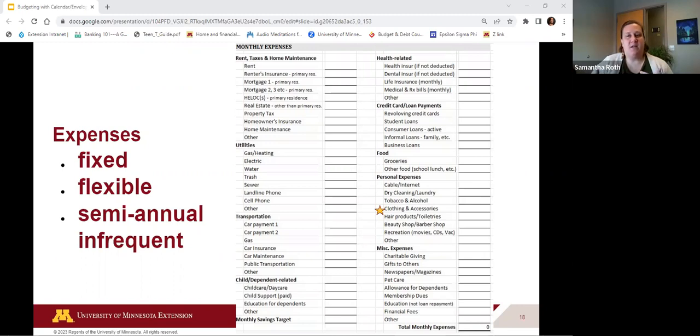Then we have our flexible expenses. So that could be our gas and heating, like I said, groceries, those sorts of things, and eating out, that kind of stuff. Those are the ones that are really helpful to use an envelope for if you find yourself struggling to know what's going on.